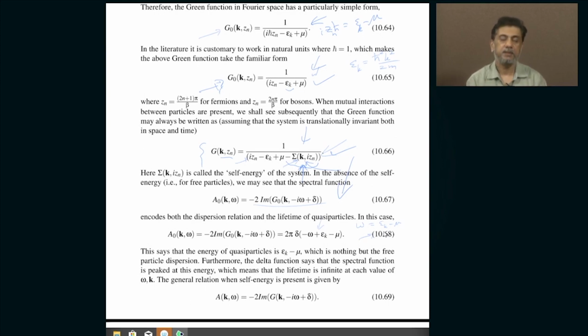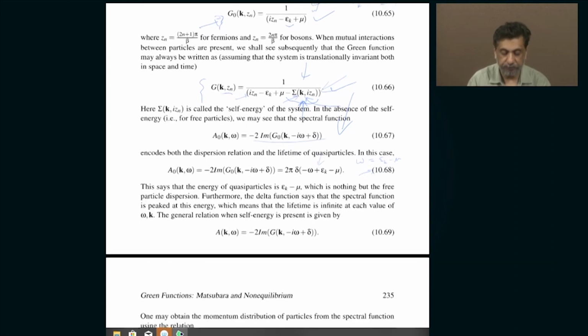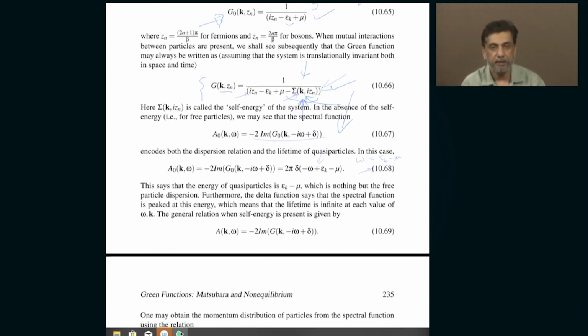However, more interesting things are possible when you have the self energy, that means when you have mutual interaction between particles. Then the spectral function firstly will have two features. One is that it will not be a delta function, but it will resemble a delta function. It will not be strictly a delta function, but it will have a very pronounced peak usually at some value of omega. And basically the width of that peak, the fact that it is not a delta function but is broadened to some extent, reflects the fact that the quasi particles in the system have a finite lifetime. That is the physical meaning of the width.